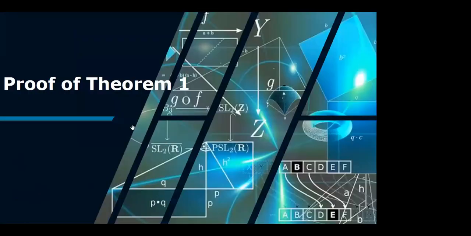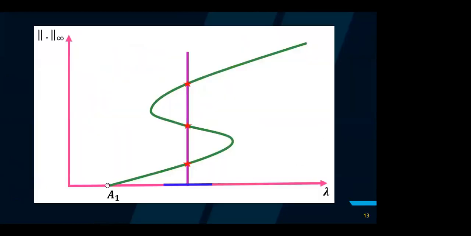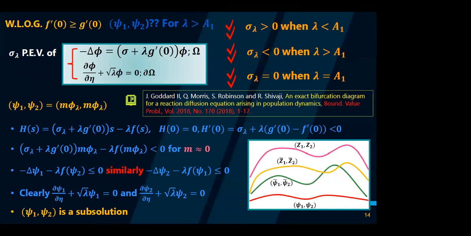Next, I want to give you an outline of the proof of theorem 1. Theorem 1 is basically this bifurcation diagram. This is what I am after. We have a solution for lambda bigger than A1 and at least 3 solutions for a certain range of lambda, and a solution u lambda such that the sup norm of the solution goes to infinity as lambda goes to infinity. Here is how the proof goes.